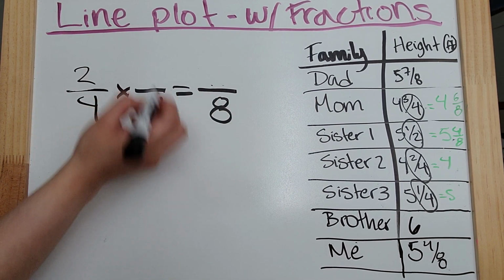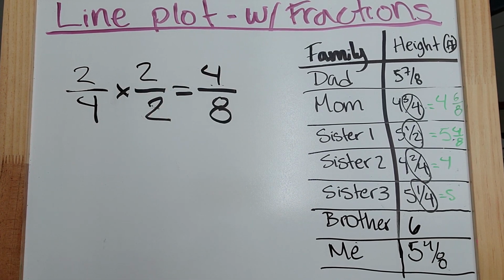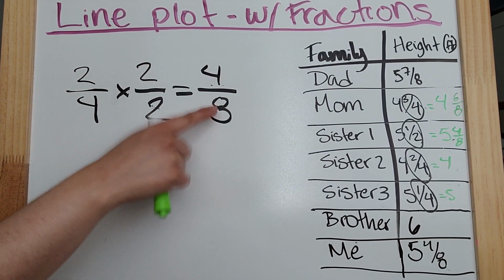Therefore, whatever you do at the bottom, you do at the top. 2 times 2 equals 4. So then 2/4 equals 4/8.